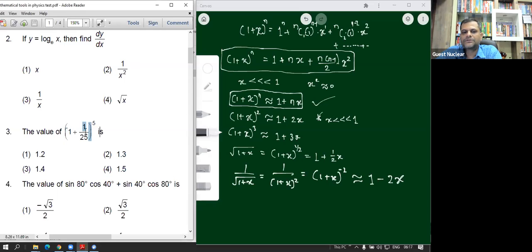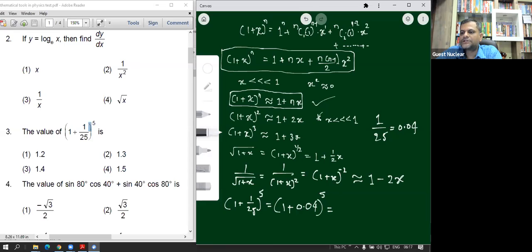And now if we use this here, तो यहाँ पे जो example में हमको दिया हुआ है कि (1 plus 1 upon 25) the whole raised to 5. How will you get that? अब देखो 1 upon 25 can be written as 0.04, correct है? So we can say this will be (1 plus 0.04) the whole raised to 5.